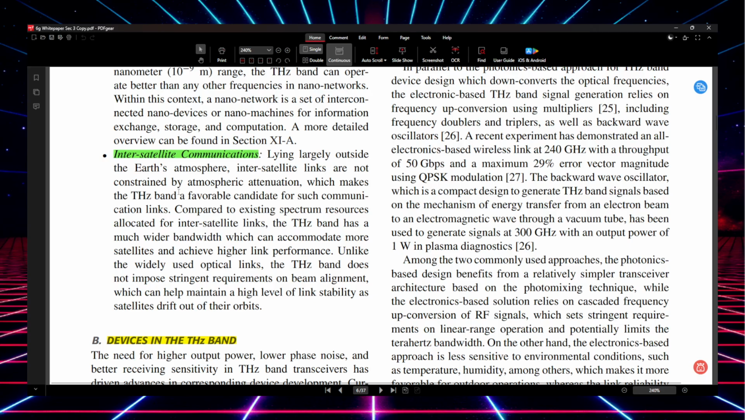Inter-satellite communications. Lying largely outside the Earth's atmosphere, inter-satellite links are not constrained by atmospheric attenuation, which makes the terahertz band a favorable candidate for such communication links. Compared to existing spectrum resources allocated for inter-satellite links, the terahertz band has a much wider bandwidth, which can accommodate more satellites and achieve higher link performance. Unlike the widely used optical links, the terahertz band does not impose stringent requirements on beam alignment, which can help maintain a high level of link stability as satellites drift in or drift out of their orbits.